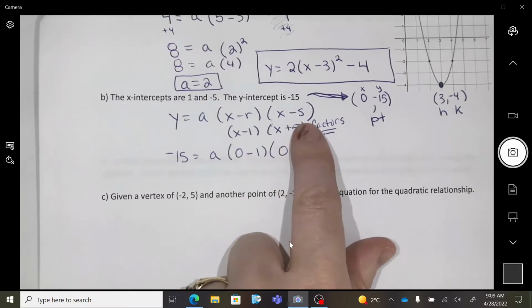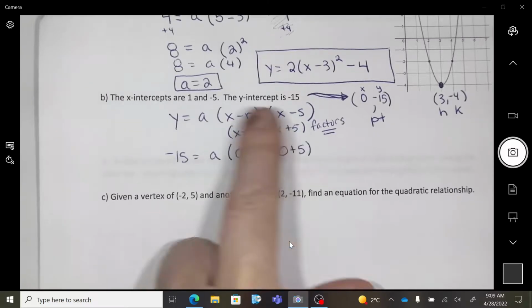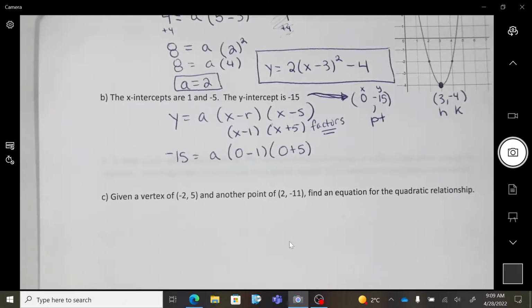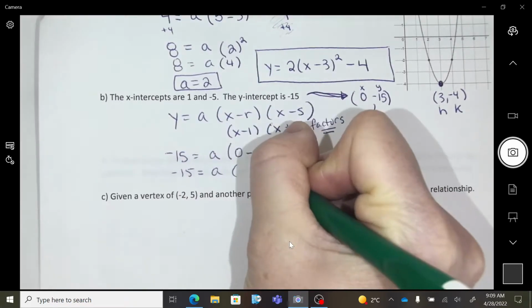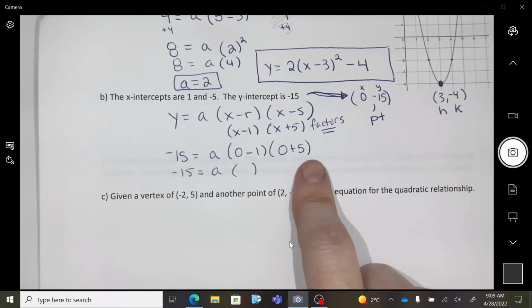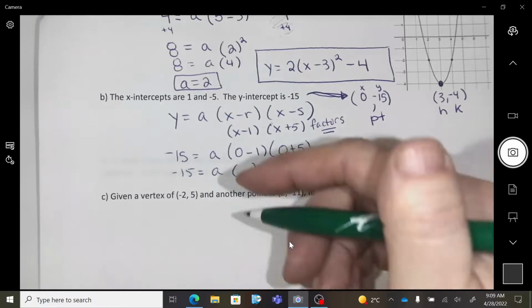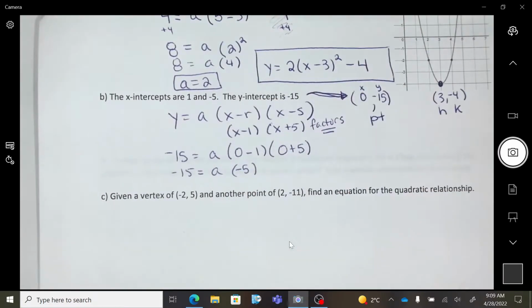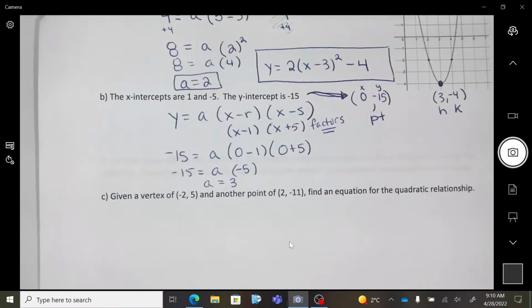Okay, so the R and the S, we're doing the factor numbers, the intercepts, and then the X and the Y is me putting in a point. So what does this all come out to be? So this is a -1 multiplied by a 5. So that's -5, which means A is 3.